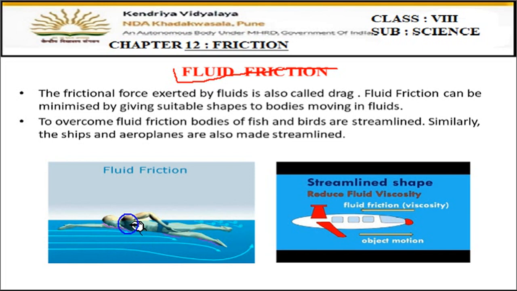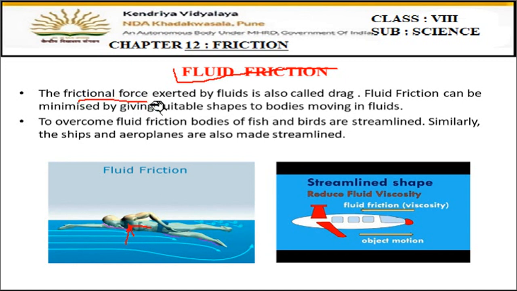So the body surface of the person and the water are in contact with each other, they are rubbing against each other. So here works the fluid friction. That friction which is in between the water and the body of the organism is the fluid friction, and this fluid friction will not allow the person to swim, right? So what are the different things by which this fluid friction can be reduced?